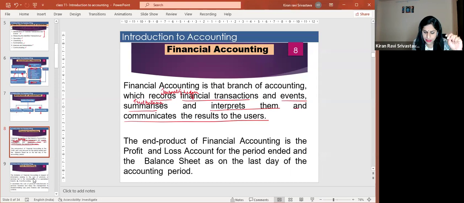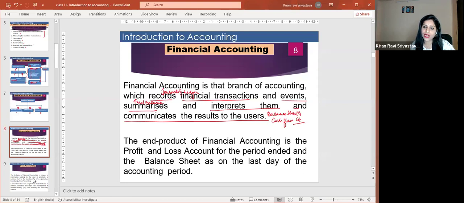And then it interprets them and communicates. So interpretation and communication happen through the balance sheet and cash flow statement. These are some words which will be elaborated later on, but I'm just writing and telling you. The end product.